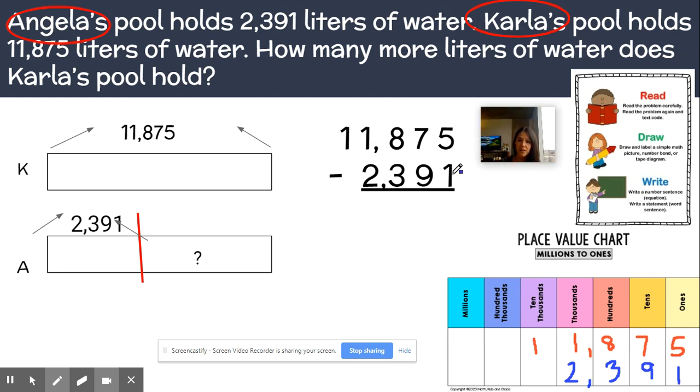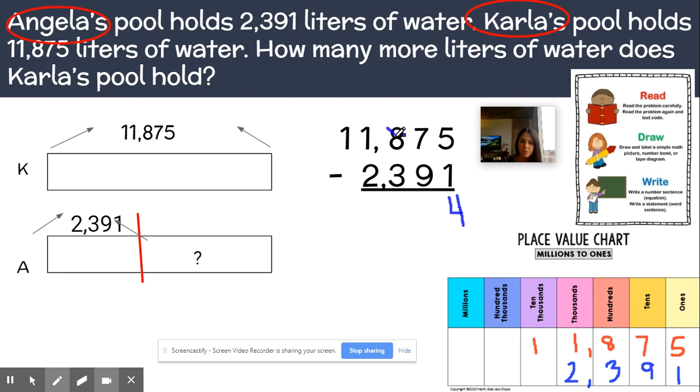So we're going to start in our ones place value. Can I take 5 ones away from 1? Oh, I can. 5 minus 1 is 4. Just wanted to see if you were paying attention there. Now I'm going to look to my tens place value, and I have 7 tens minus 9 tens. Well, I can't do that, so I'm going to go to my next place value, my hundreds.